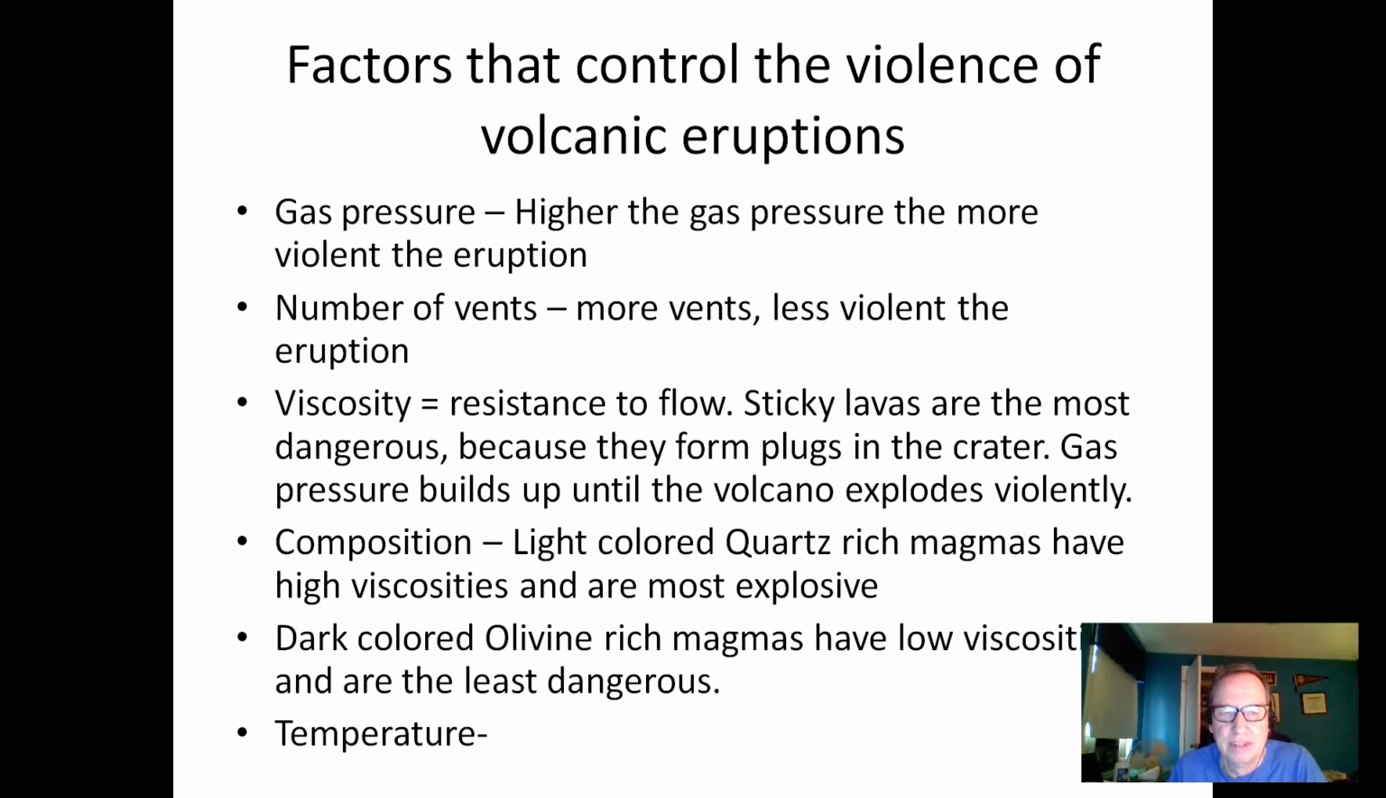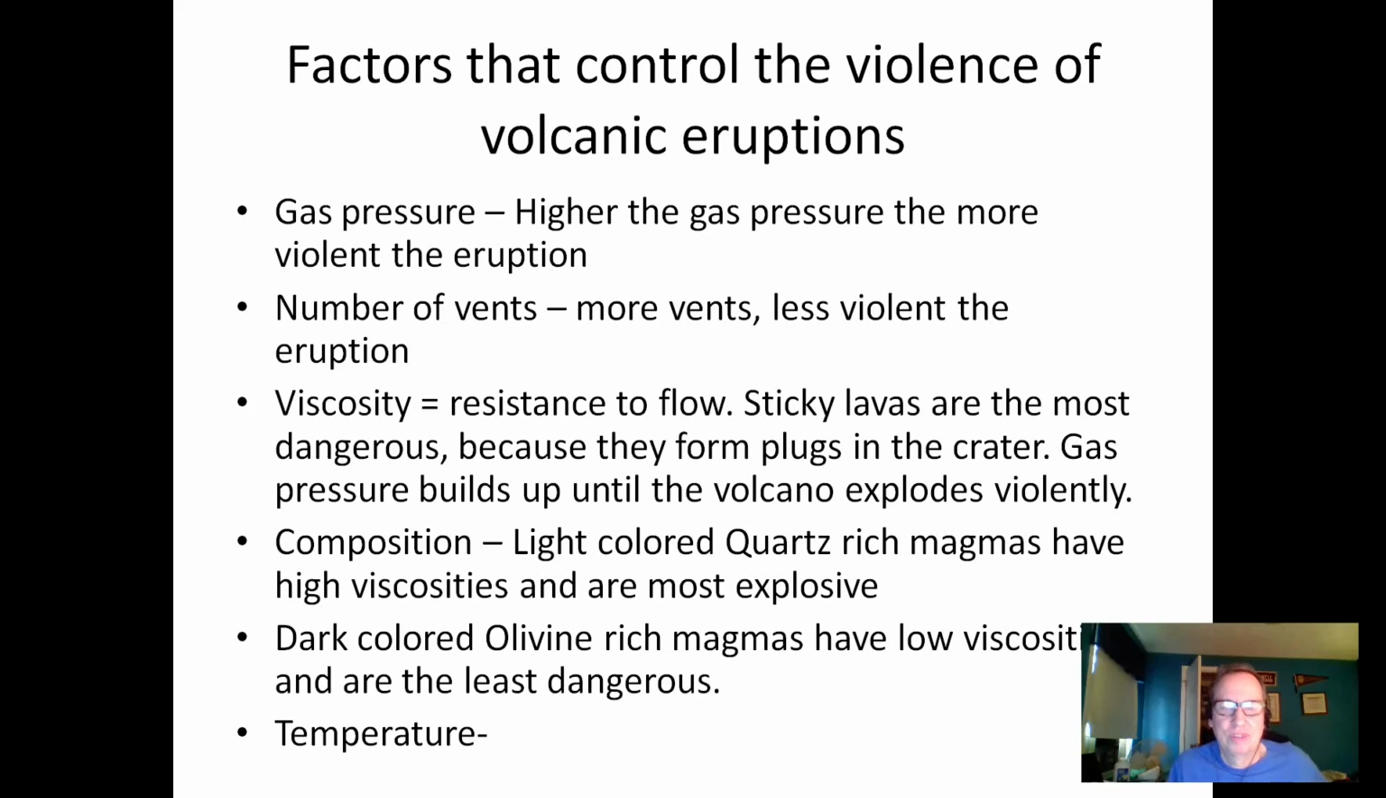Composition. So how do we know what the viscosity is going to be like? Well, it turns out there's a really simple clue in igneous rocks. If you have a lot of light-colored quartz-rich magmas, those tend to have high viscosity and they tend to be the most explosive. On the other hand, if you have a lot of dark-colored minerals in them, or olivine, these tend to have low viscosities and they tend to be the least dangerous.